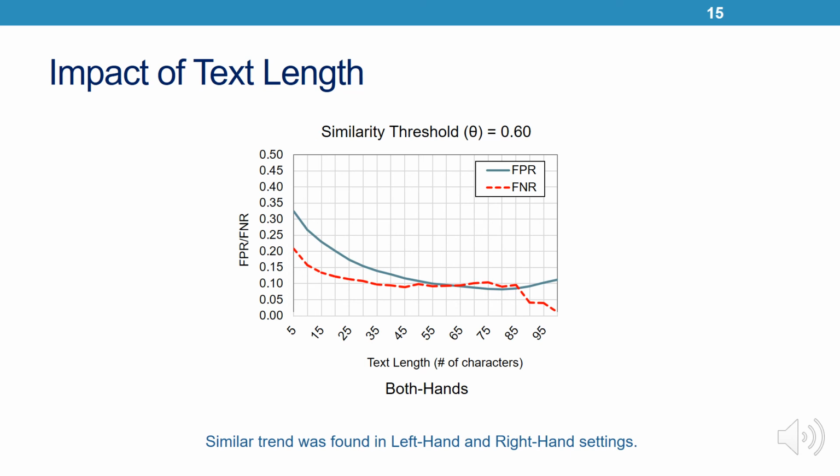As can be seen from the figure, both FNR and FPR decrease on increasing the input text length from 5 characters to 100 characters. You can see a slight increase in FPR as the text length tends to reach 100 characters. We attribute this to the decrease in the amount of benign and attack samples that affects the computation of FPR. We observe a similar trend in both the left and the right hand settings.